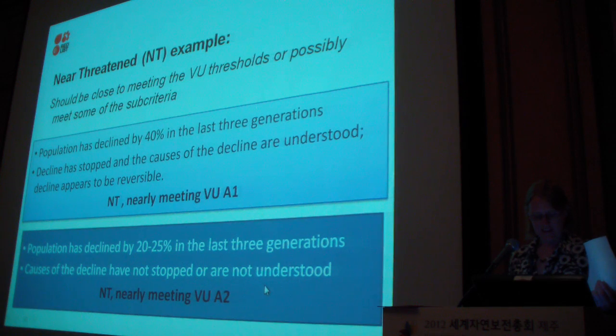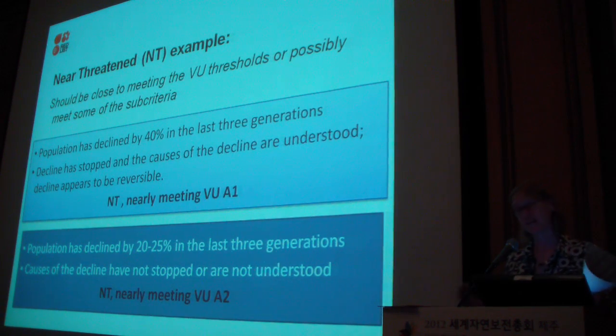I would suggest, I think we do need to move ahead. So the second example here is actually referring to criterion A2. So if it declined by 20 to 25%, then you can put it into near threatened because it's just outside.